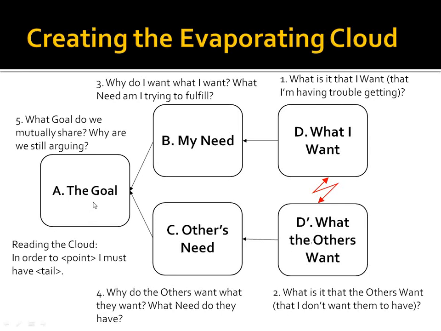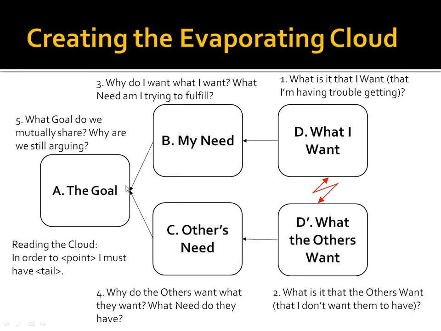And then, of course, the goal. And the goal is, what goal do we mutually share? Why are we still arguing? So what is the overall goal? And usually the goal is verbalized such that both needs are a requirement. So in order to achieve this goal, both needs need to be met.